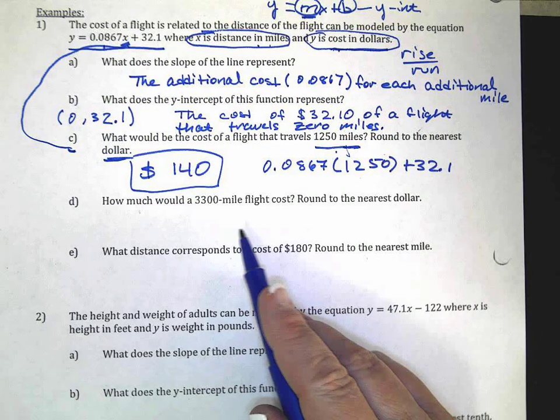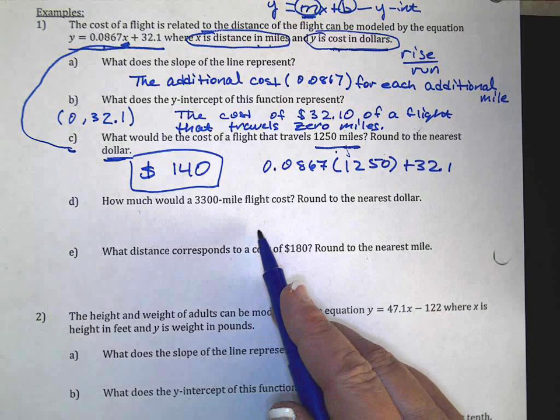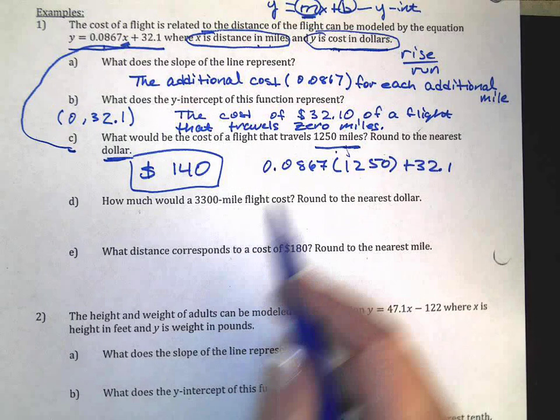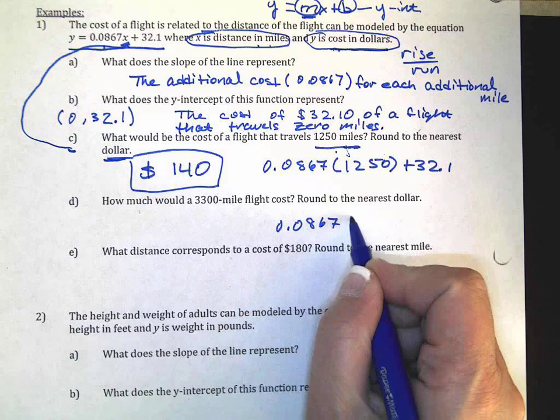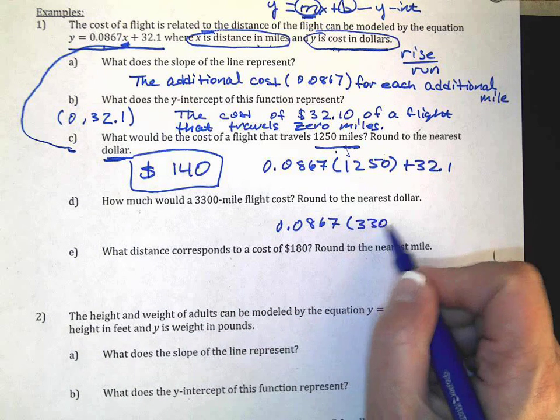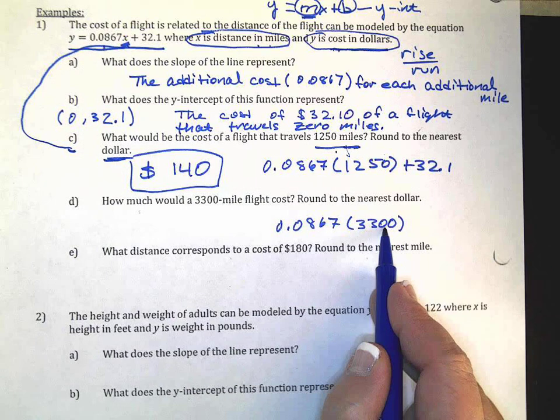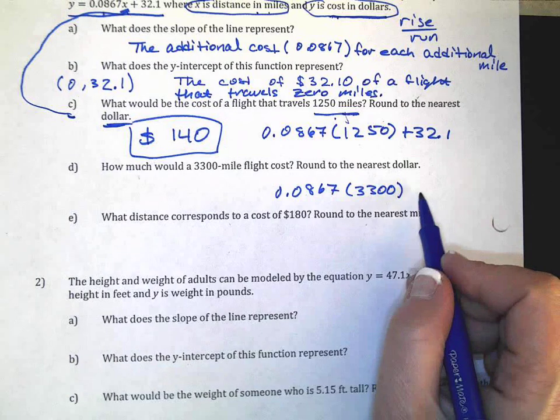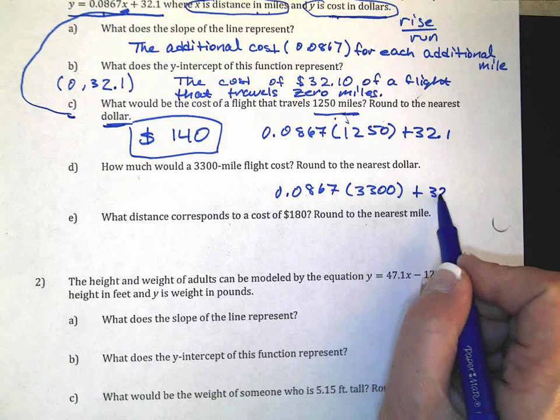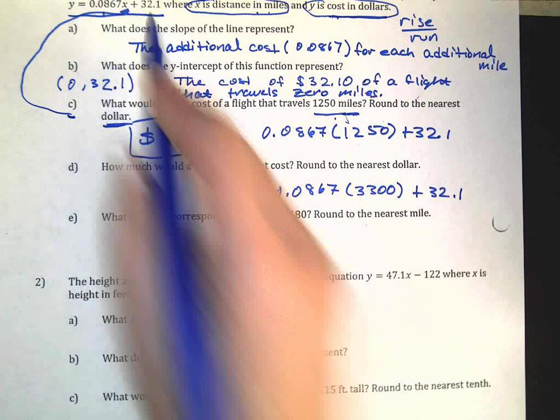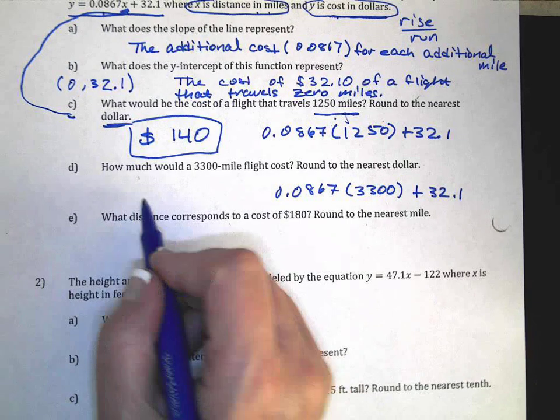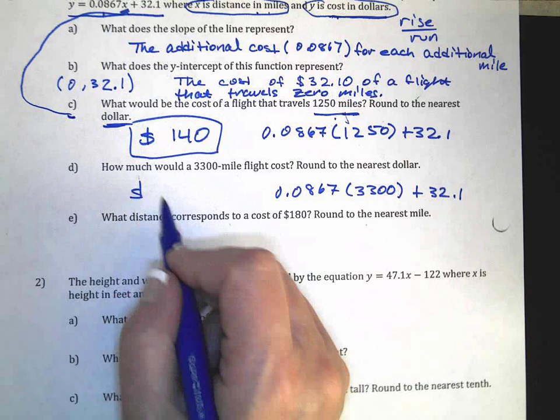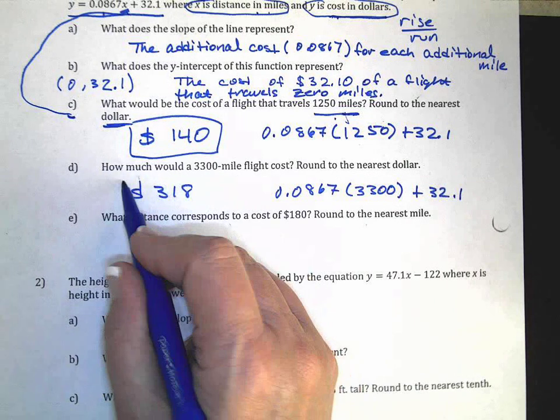Part D, how much would a 3,300 mile flight cost? So again, we're using this equation and substituting 3,300 in for our x value. And don't forget to add that 32.1, which is at the end of that equation. Type that in the calculator. Rounding to the nearest dollar, this flight would cost $318.